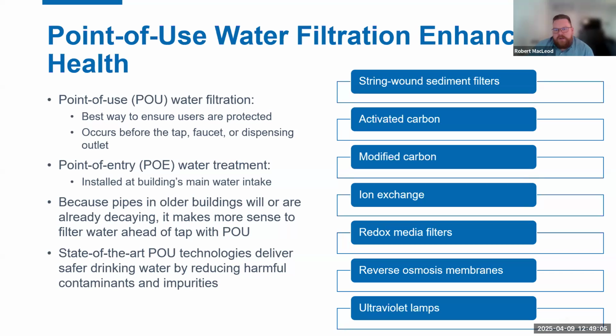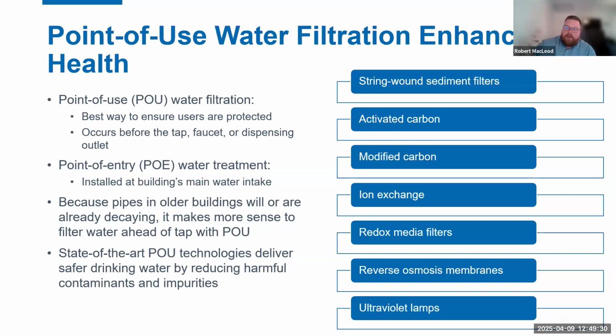Intervention regulations such as these are vital and go a long way toward improving lead infrastructure and providing a less toxic water supply. But in the here and now, point of use water filtration is our best way to ensure that we're protected. Point of use treatment occurs just before the tap, faucet, or dispensing outlet, while point of entry treatment would be treating the water as it is entering the building supply. So, a point of use versus point of entry.